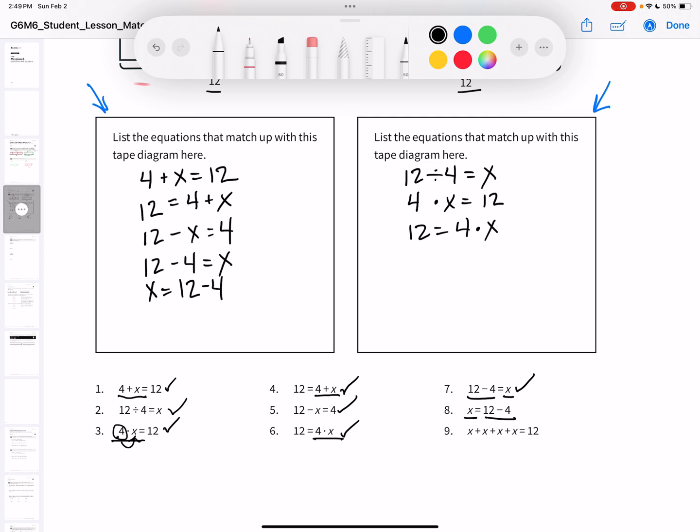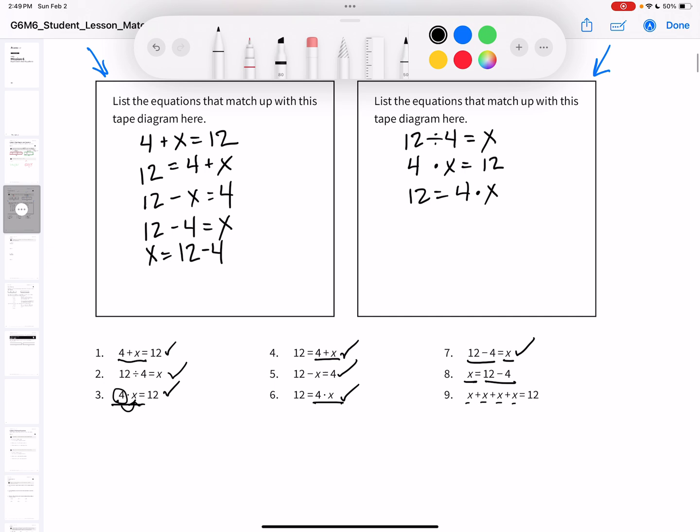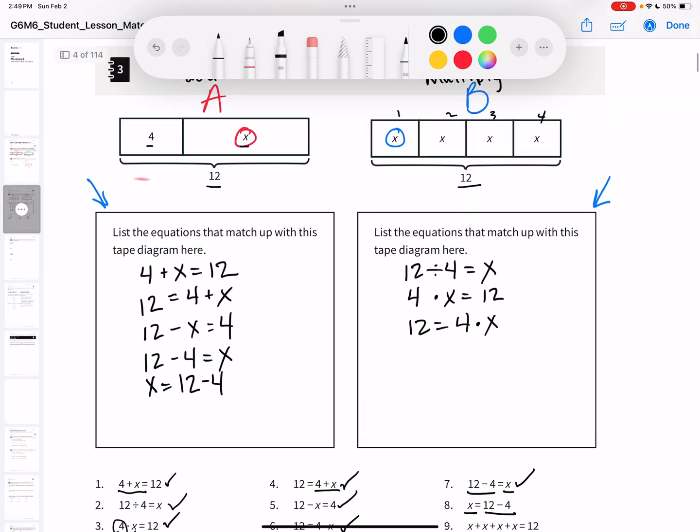Now let's look at this. This is x plus x plus x plus x equals 12. So that's 4 x's. That's 4 copies of x. So that's what it looks like. So we would take this and we would say x plus x plus x plus x equals 12. So that goes here. x plus x plus x plus x equals 12. 4 copies of x.